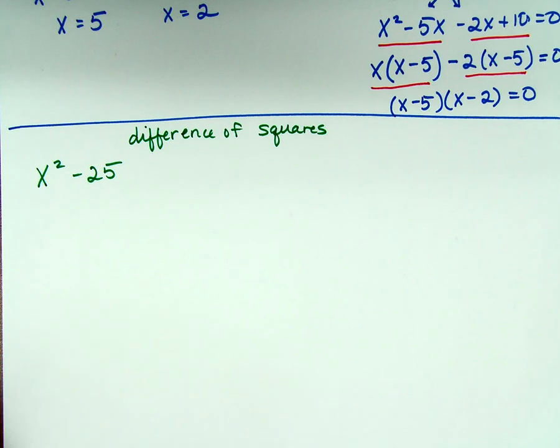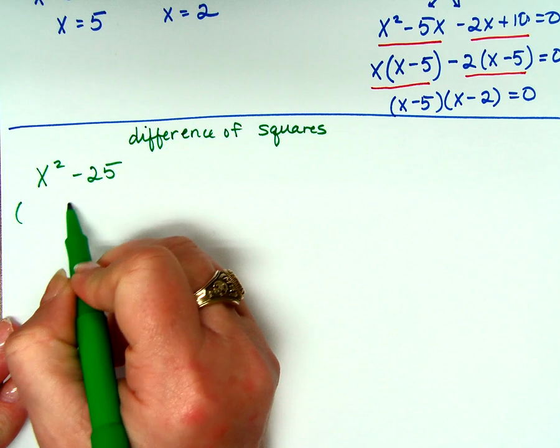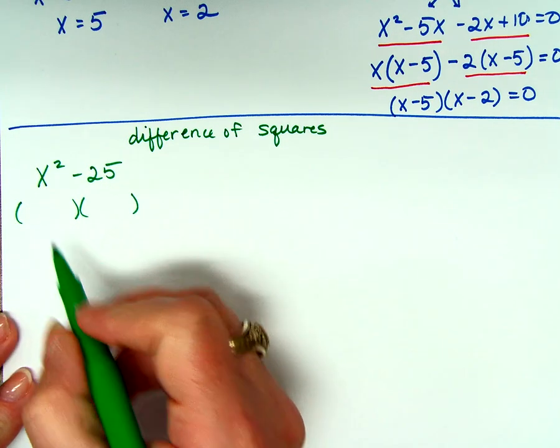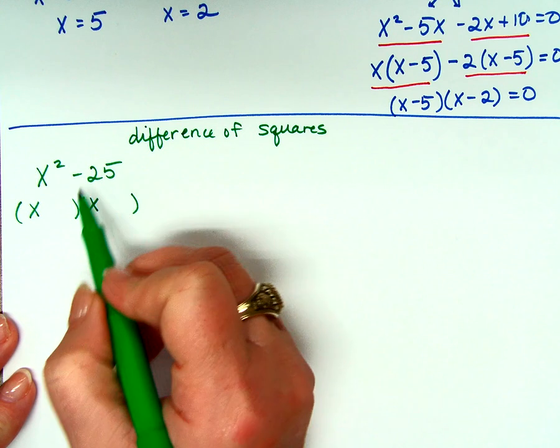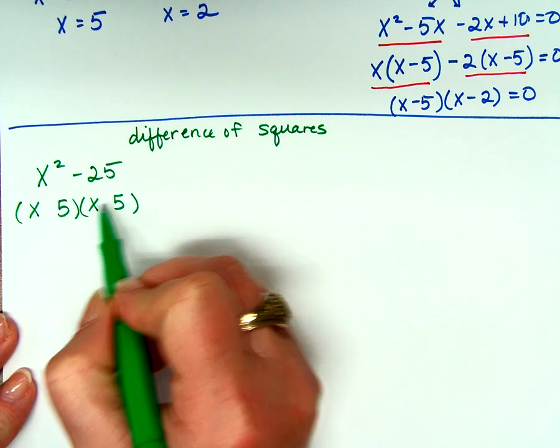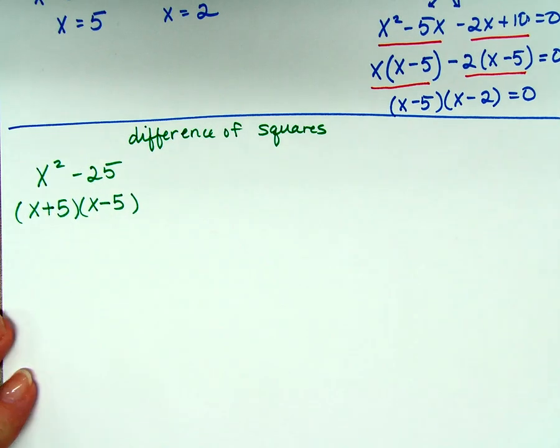It's a super, super quick way. I have two binomials. The square root of the first term goes at the beginning. The square root of the last term goes at the end. And one is a plus and one is a minus. And it's as easy as that. Okay? For the difference of squares.